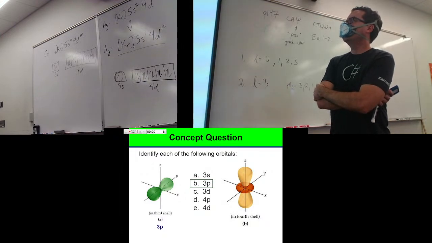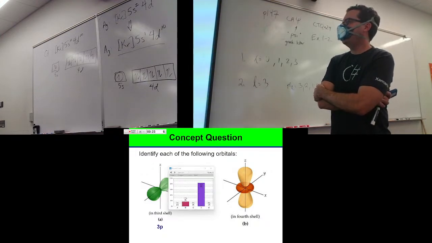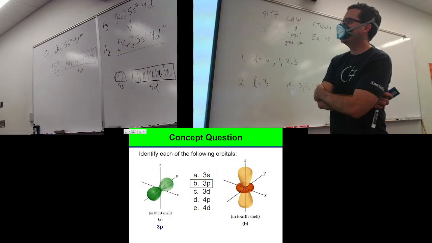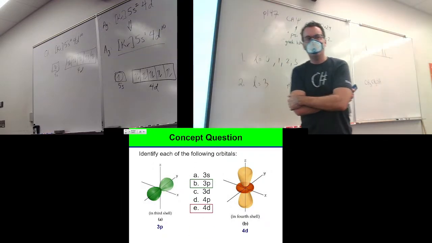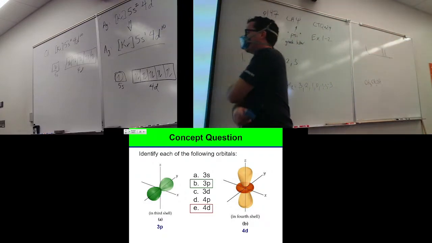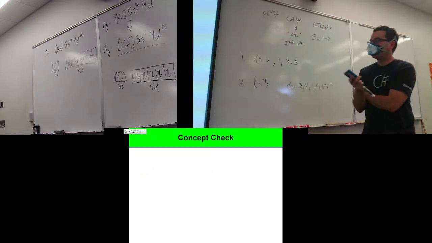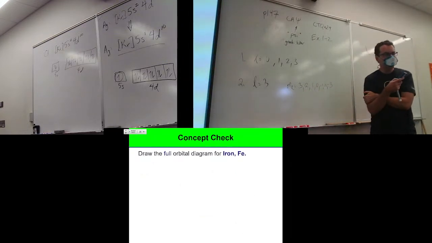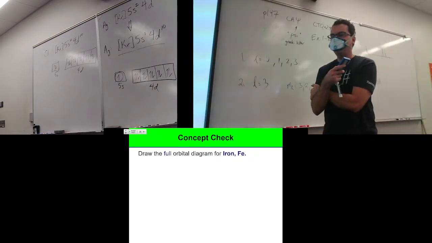So this one looks a little bit like a p, but it's not a p orbital. It's actually got that donut around the middle. That's the one I pointed out is a kind of weird d orbital. And that is one of the d orbitals. And if it's in the fourth shell, it's the 4d orbital. One of the 4d orbitals. So, you'll need to do that, identifying orbitals. You'll need to draw orbital diagrams.